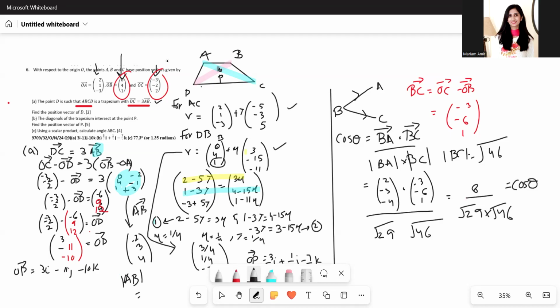And we need to find the angle. So take cos inverse of this. So theta will come out to be 77.3 degrees. It's up to you whether you want to give the answer in radians or degrees.